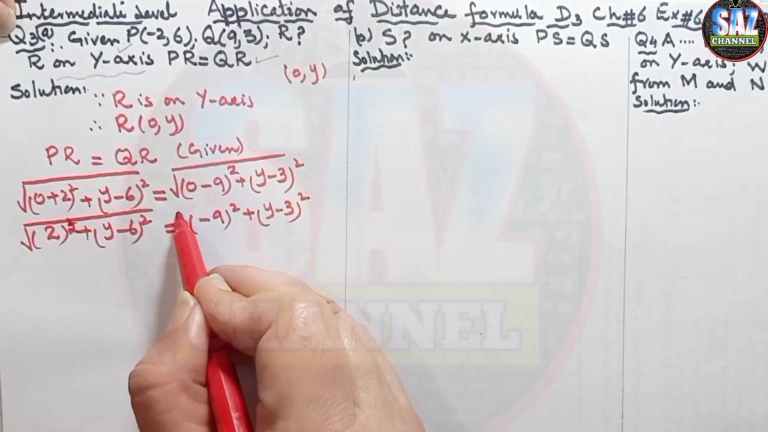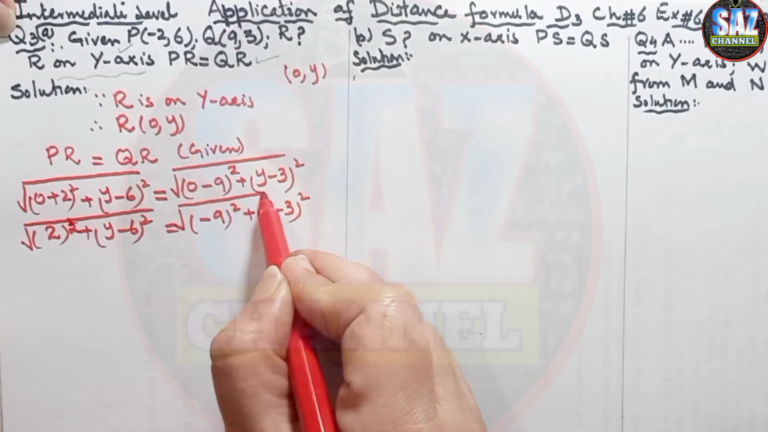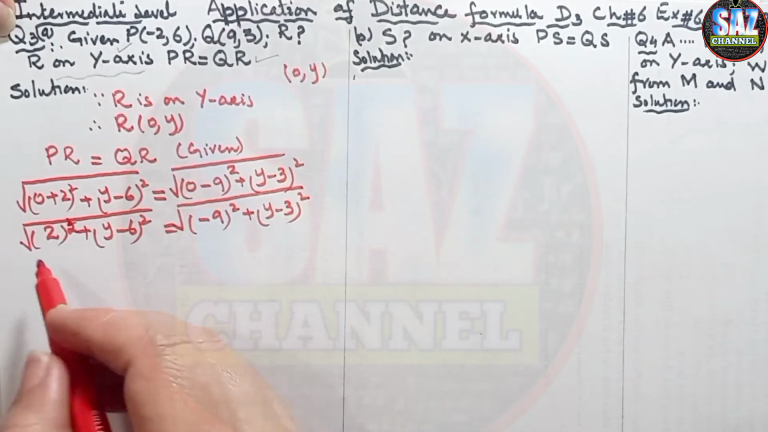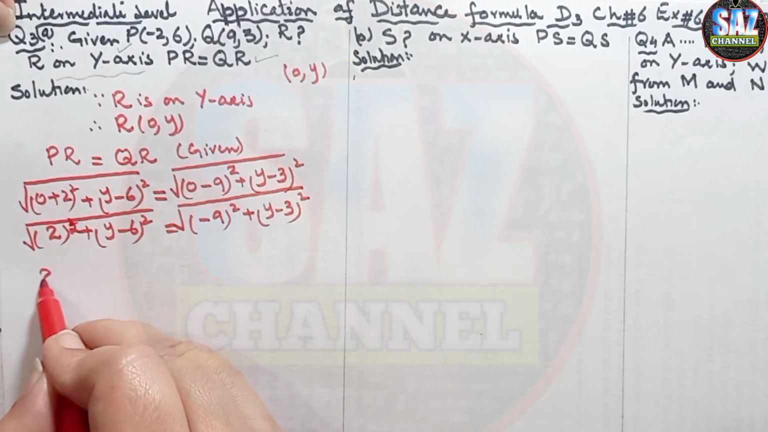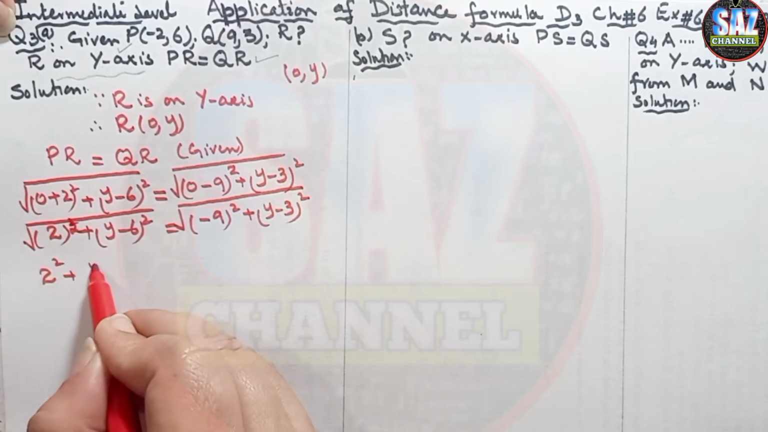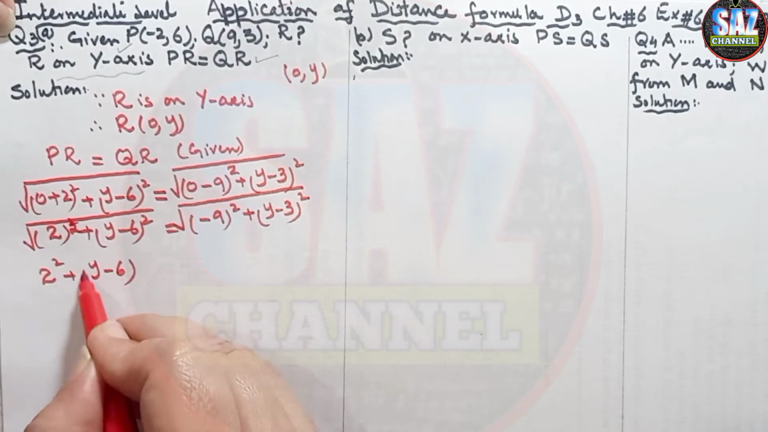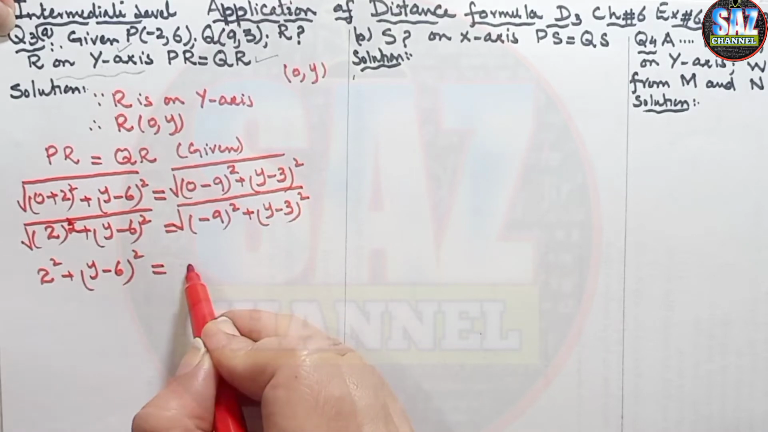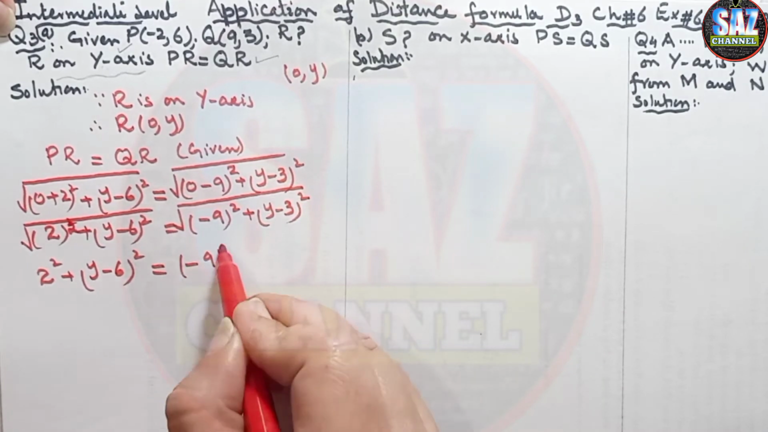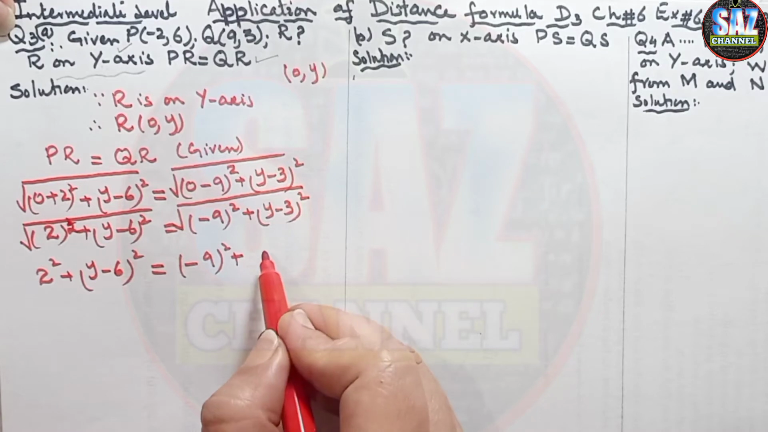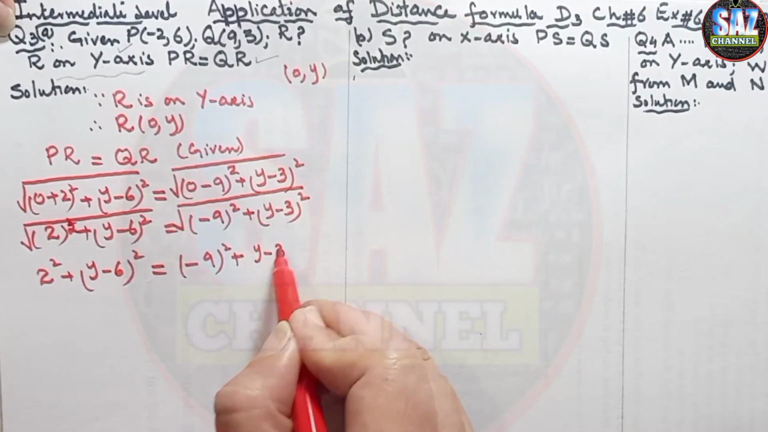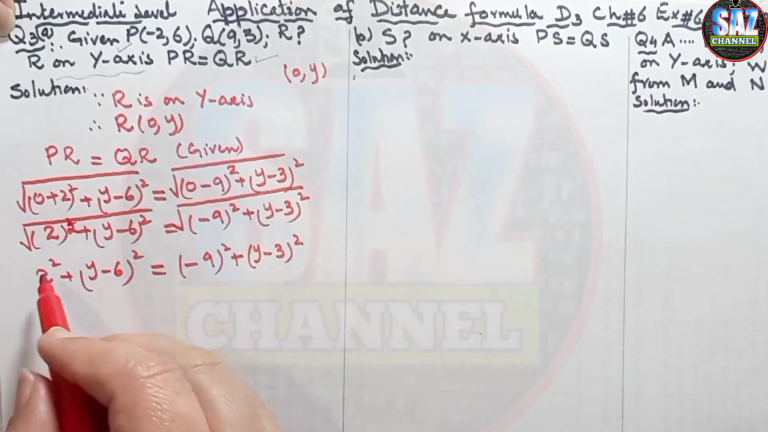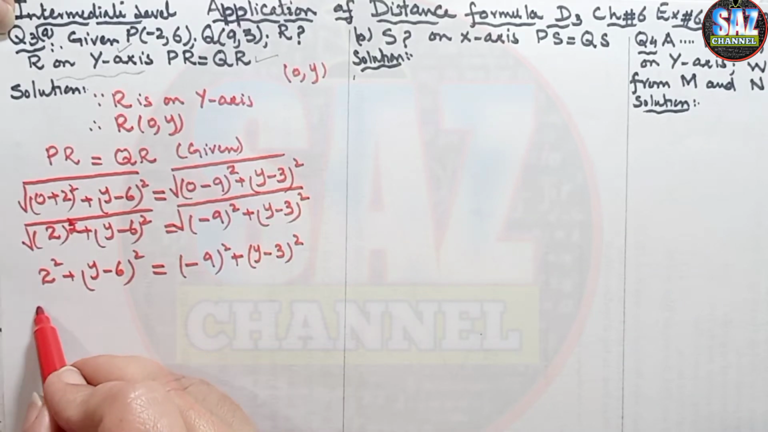Now in order to get value of y, we can see that both sides are having square root. So squaring both sides will give me 2 square plus y minus 6 whole square equals to minus 9 square plus y minus 3 whole square. Now take the squares, like this will become 4.